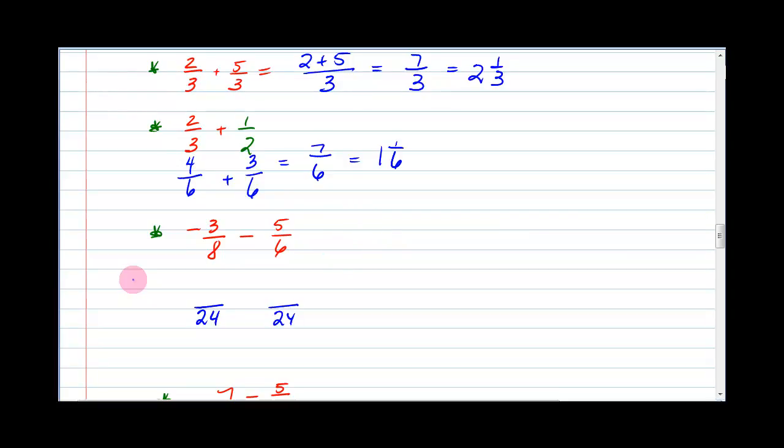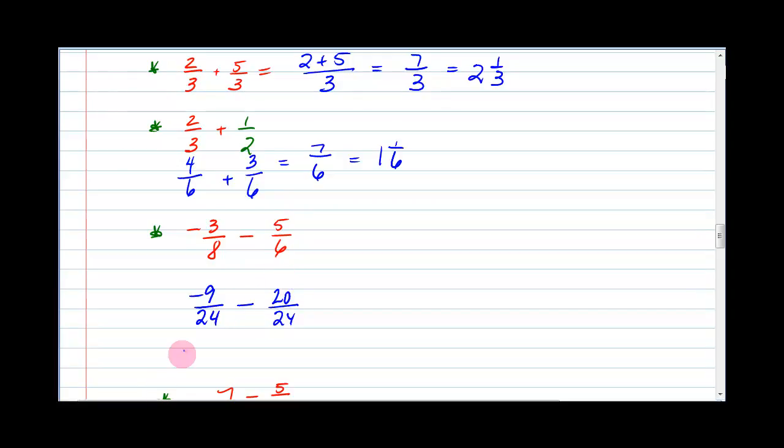So now I think to myself, in other words, I'm turning 3/8 into an equivalent fraction with 24 in the denominator. 8, what do I have to multiply 8 by to get 24? Well, I have to multiply 8 by 3, so I'm also going to multiply the top by 3. 3 times 3 would be -9 from my negative sign. What do I have to multiply 6 by to turn it into 24? I have to multiply 6 by 4, so I have to multiply the top by 4. 5 times 4 would be 20.